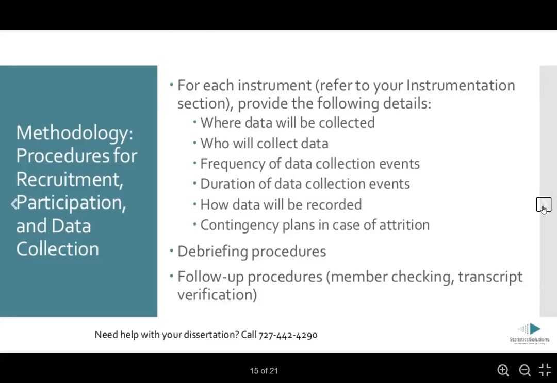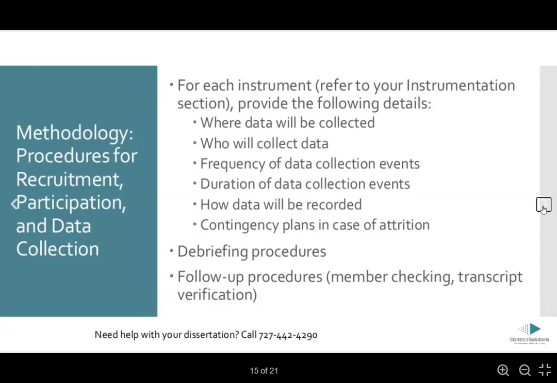And then you'll want to talk about those contingency plans that you have in case of any issues with attrition. So again, if you're only able to recruit those 8 participants, what are the steps that you're going to take, or what is the plan in place that you have to get to the sample size that you intended on?